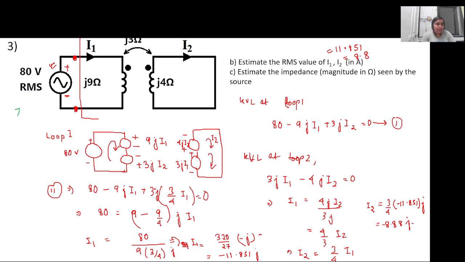So whatever the impedance Z will be, it is the phasor of the source voltage divided by the phasor of the source current. In this case it is I1, because I1 current is flowing here. So it will be equal to 80 by I1, which is 11.85. Right now we are not taking the RMS value, we are taking the phasor value. So it is minus j, we are writing in terms of j, right?